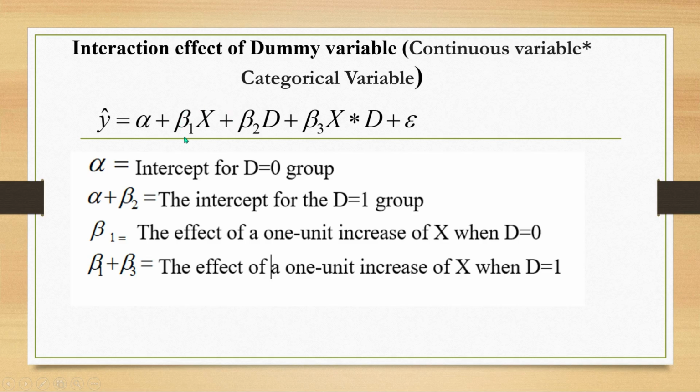Then the beta 1 value, the coefficient value of the continuous variable, will represent the effect of a 1 unit increase of x when it is the base category. And beta 1 plus beta 3, that means the coefficient value of the continuous variable plus the coefficient value of the interaction between the continuous and dummy variables, will represent the effect of a 1 unit increase of x when d equals 1, that means the dummy variable equals 1. So I'll try to explain in easy terms with an example.